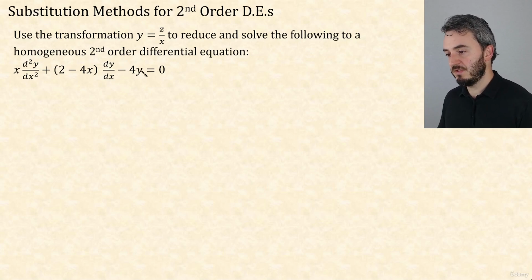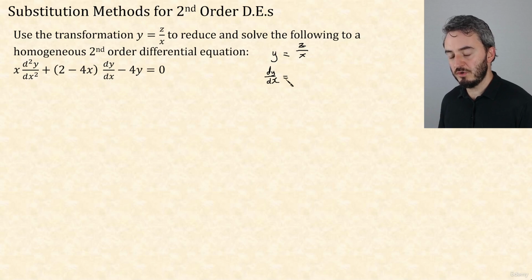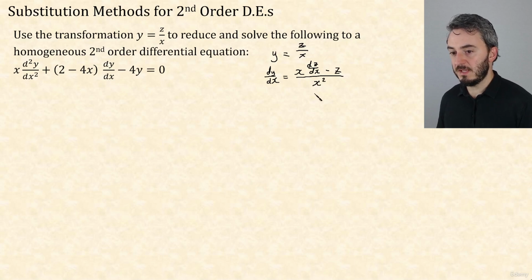Fundamentally, our aim is to replace the y with this substitution, replace the dy by dx, and replace the d2y by dx squared. So let's start with those derivatives. If y is z over x, what is dy by dx? Well, we're going to use some quotient rule here. So it's vu dash, so x dz by dx, minus uv dash all over v squared. Okay, so that is our dy by dx.